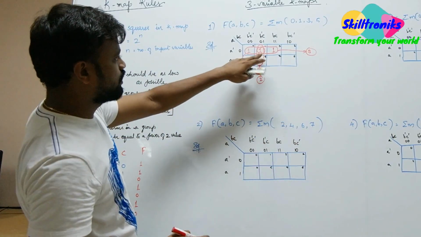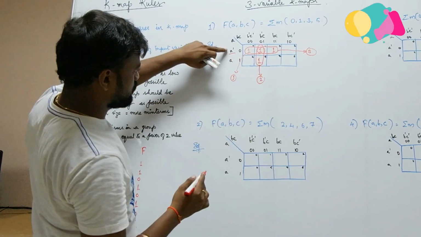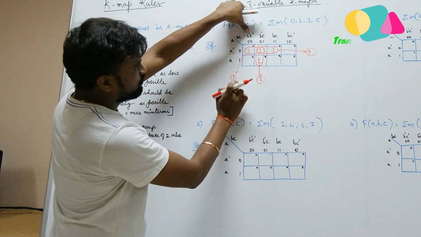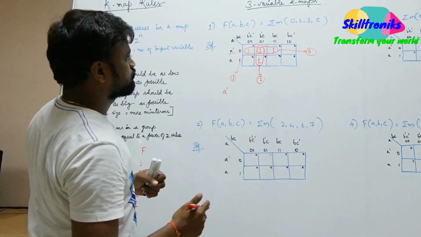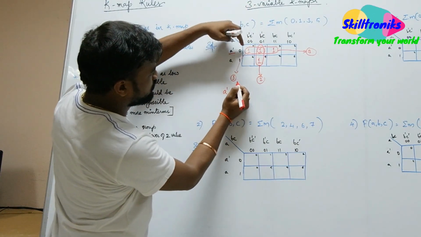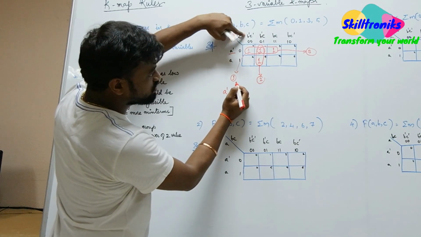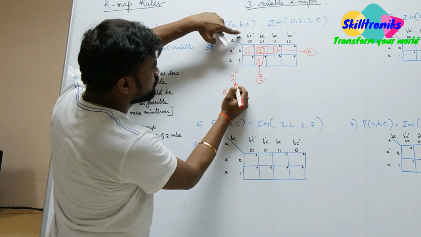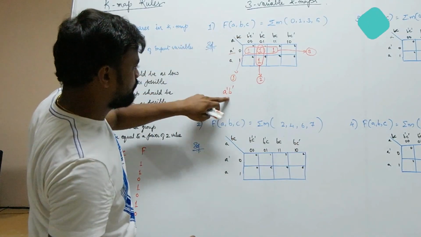So the result of the first pair is A dash, and at the top, you can see B dash C dash for M0, and B dash C for M1. Out of these 2 variables, for these 2 minterms, B dash is not changing, whereas C is changing. So we have to neglect the changing variable and select the unchanging variable. So the result includes B dash.